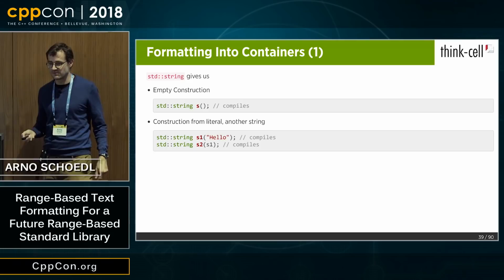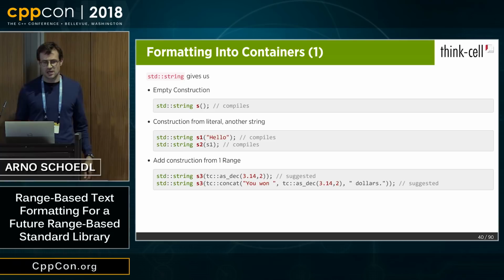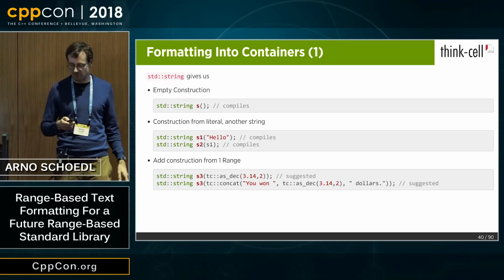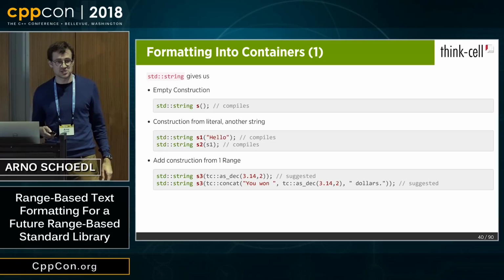So we just introduce new constructors in std::string that on the right-hand side take anything character range-like. So you can stick an sdec in there or the concat with multiple components. Both are character ranges, and you construct a string from that. And I mark it up with "suggested" just to indicate that it does not compile.